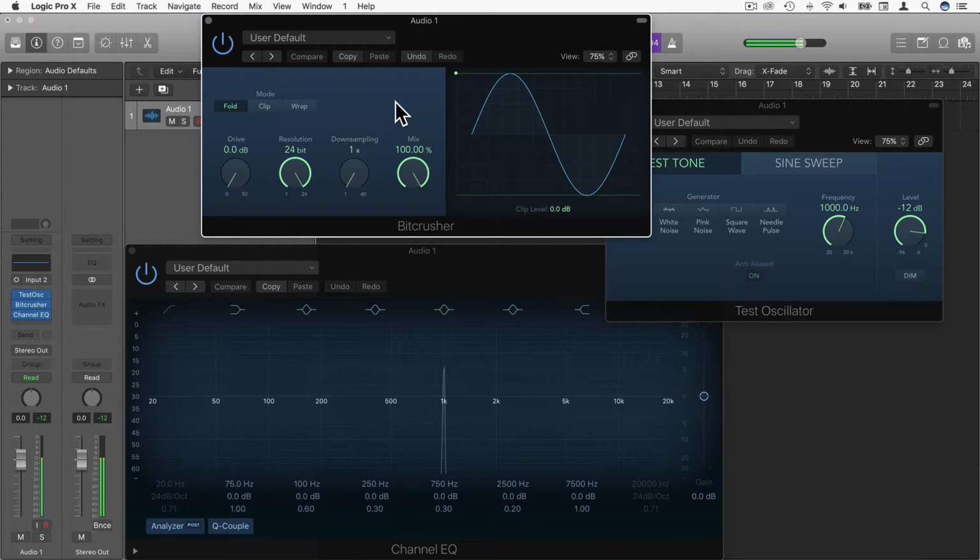So let's have a look. Okay, so right now it's clean. It's completely clean. There's one frequency going in and there's one frequency coming out. So the test oscillator is going into the bit crusher. The bit crusher is at 1x sample rate, which means no change of the sample rate. And the channel EQ is showing us that single frequency. Also, it sounds like a sine wave. I don't hear any harmonics and I don't see any harmonics either. So let's start emulating what it would be like in a lower sample rate.